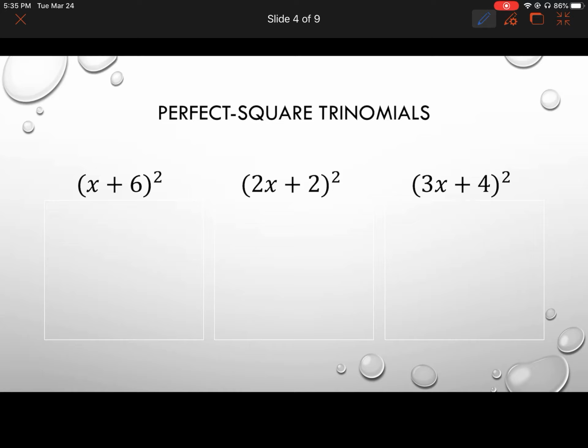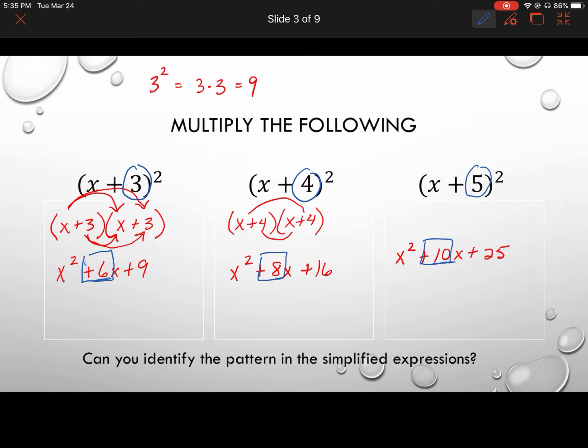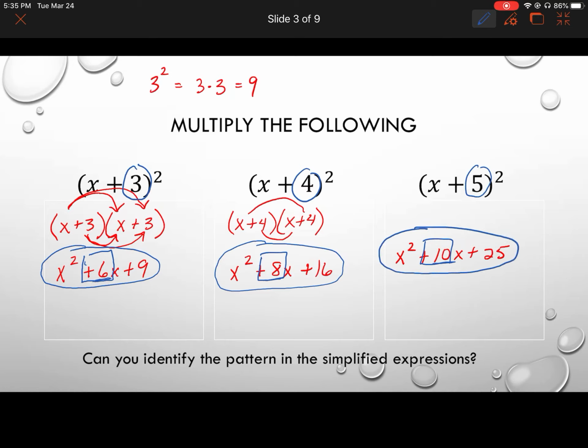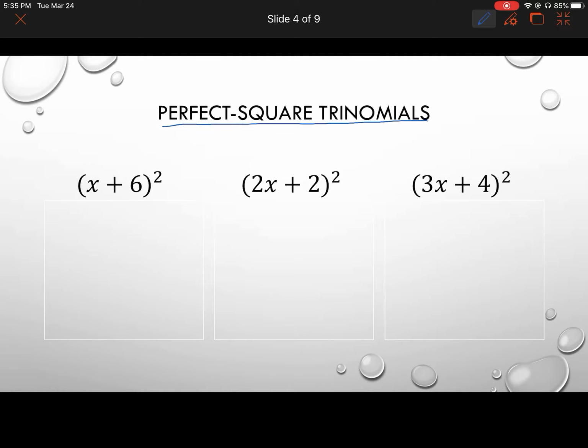Okay, so let's look at some more of what we're going to call perfect square trinomials. The reason we call them perfect square trinomials, to back them up: if we were to factor each of these trinomials, and we'll come back to this when we go to factoring these, each of them factors down to a single binomial times itself, or a single binomial squared, right? That's why we call them perfect square trinomials, because they do factor down to that.